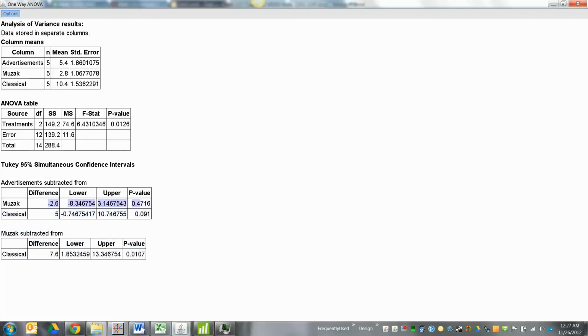Right, see that? So you can see, oh hey, zero's in that confidence interval, -8.3 to 3.14. And classical, there we go, we got that one in. So this is the difference between advertisements and Muzak, advertisements and classical. They're not very different because zero's in the interval. But look at Muzak and classical. See how zero's not in that interval?